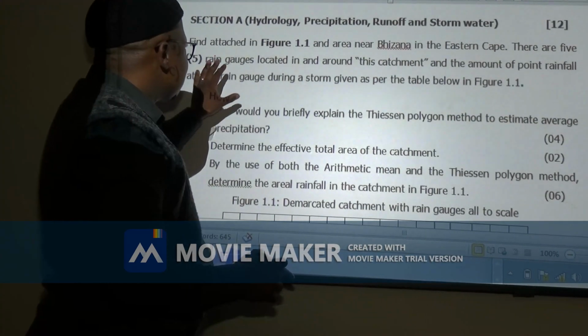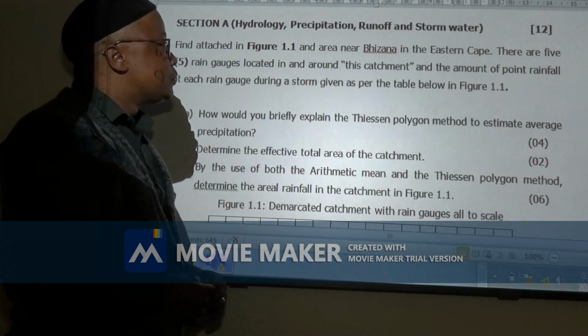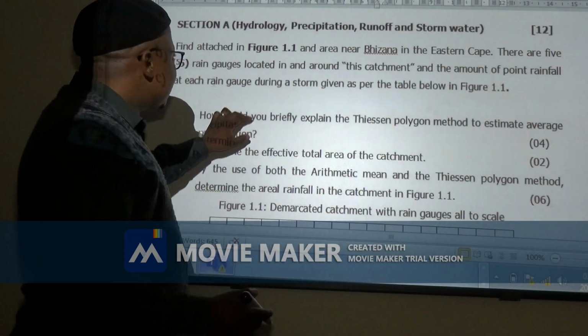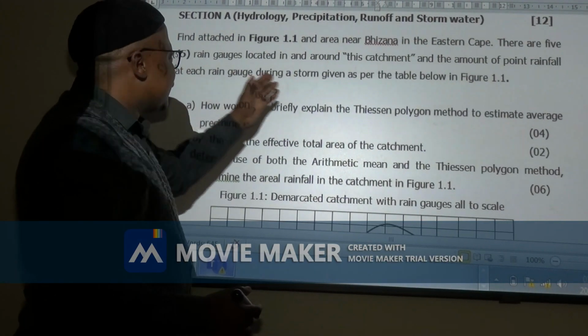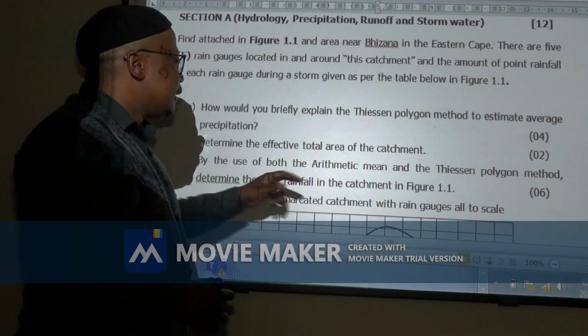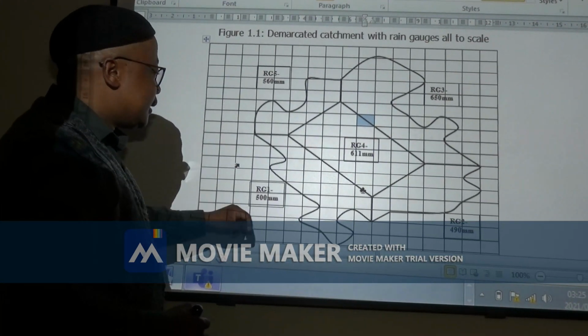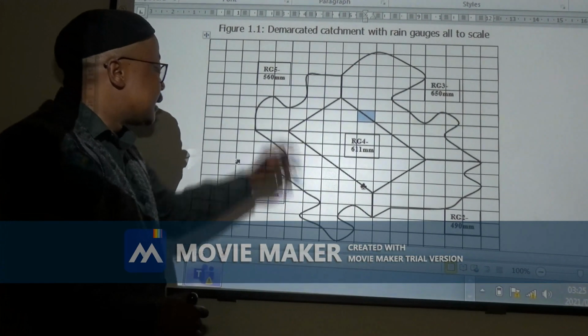Now the question is looking at figure 1.1. It is an area schematic next to Bizana around the Eastern Cape. Some of you may be familiar with the place if you are from the rural areas of the Transkei. We've got 5 rain gauges located in the area and they are in the sketch below. Now when they speak of 5 rain gauges located in the area, they speak of rain gauge 1, 2, 3, 4 and rain gauge 5.